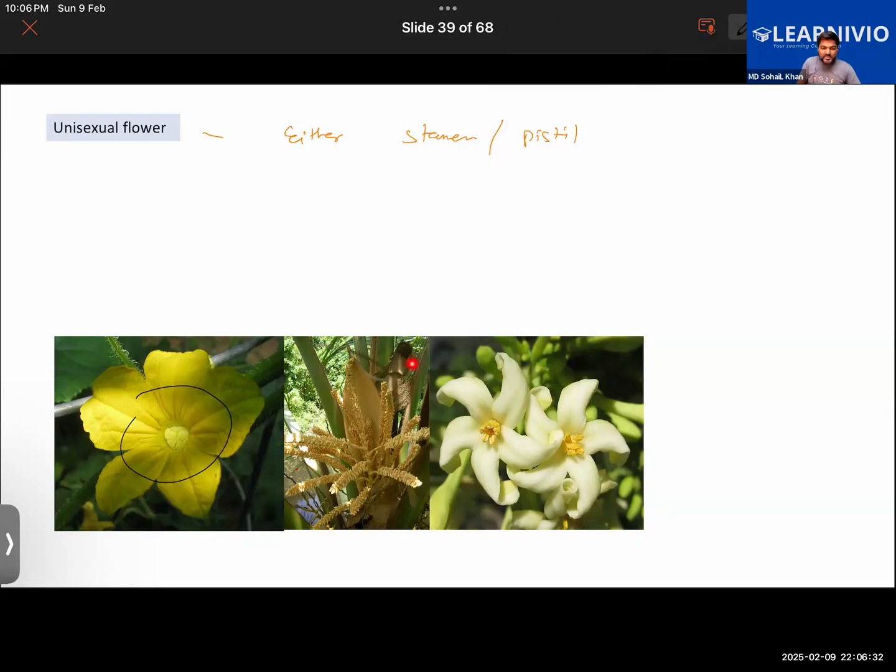Now you guys tell me, is there any possibility of self-pollination in unisexual flowers if they only have one of the reproductive parts in them? No, sir. No. Getting it? Good.